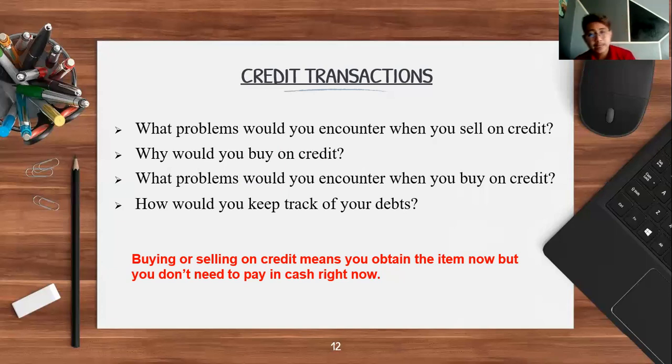Next is how could you keep track of your debt? So, paano natin matatrack or malalaman yung mga utang na meron tayo? And buying or selling on credit means you obtain the item now but you don't need to pay in cash right now. So, yan po yung ibig sabihin po ng credit. For example, you already buy the product or the service from the business but wala ka pang bayad doon sa kinuha mong product or service from the business, then it will serve as a credit to you.